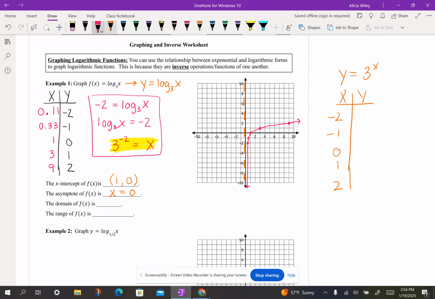So when you go over to your domain and range, it's going to be opposite of what we're used to with these exponentials over here. My domain, my x values, never get to 0, but they get really close. So we say x is greater than 0. The range is going to go down forever, and as it's going this way, it's also going up forever. Since it's going forever in both directions, your range is going to be all real numbers. So there is the graph of f of x equals log base 3 of x.